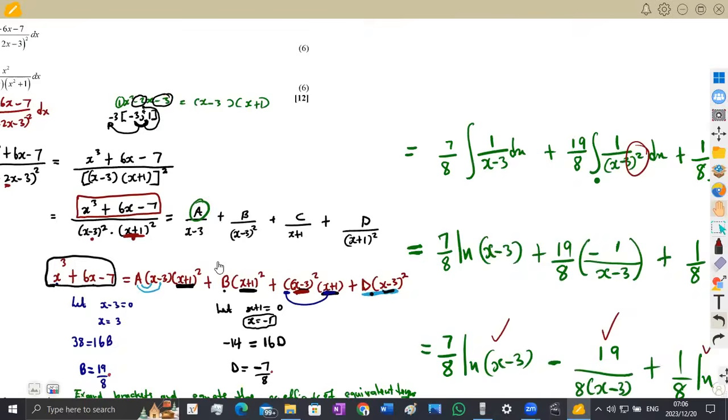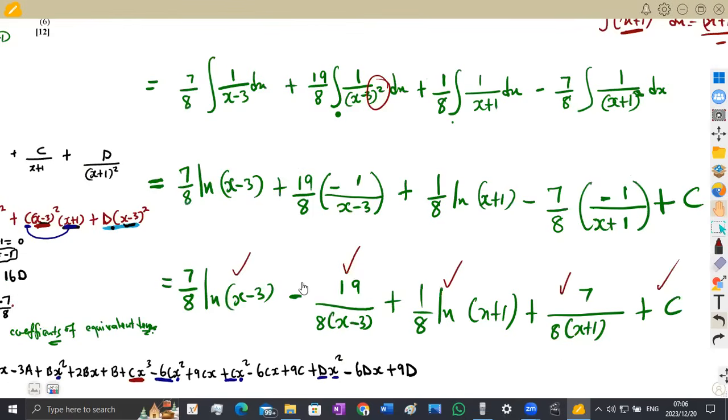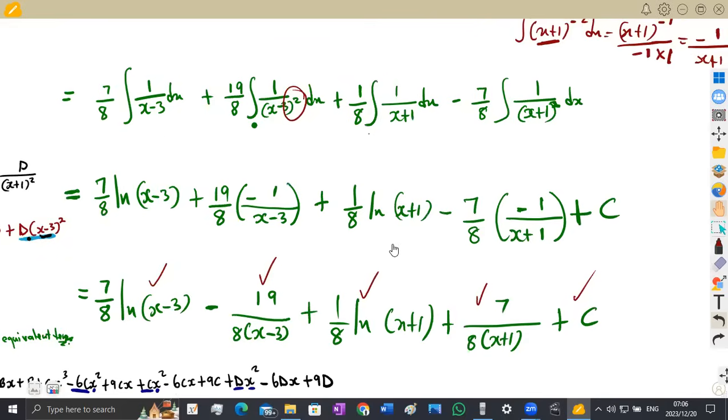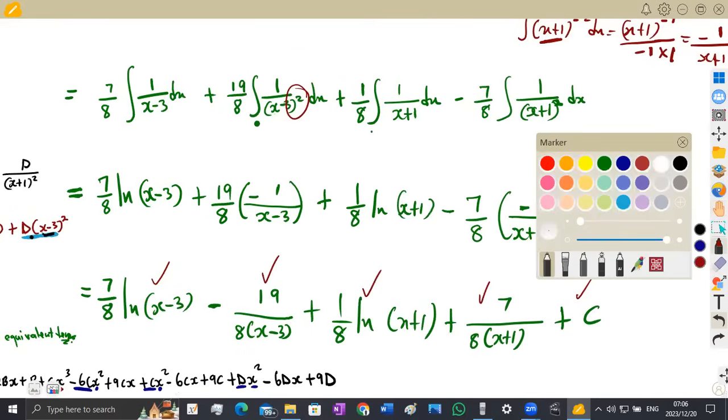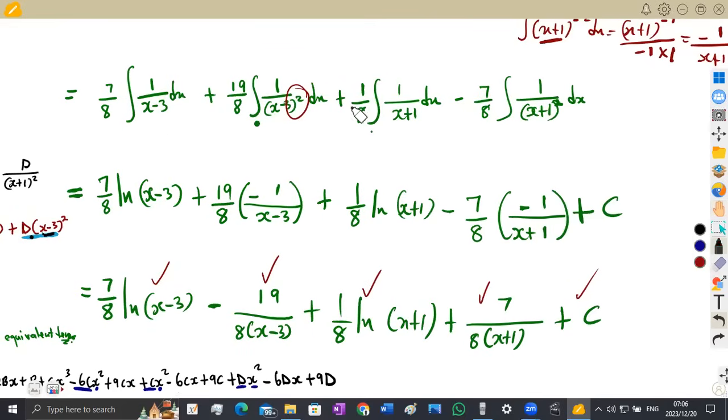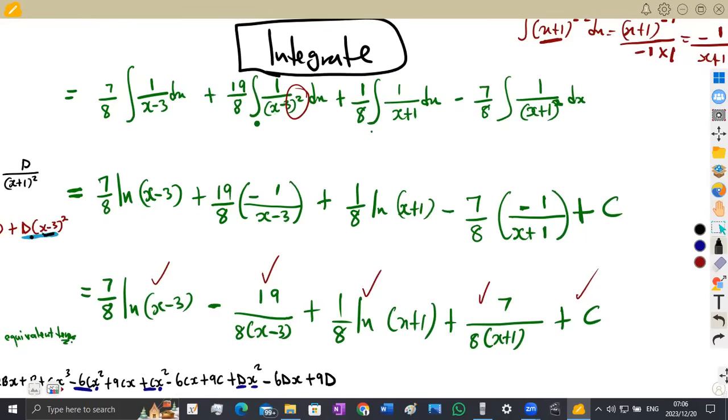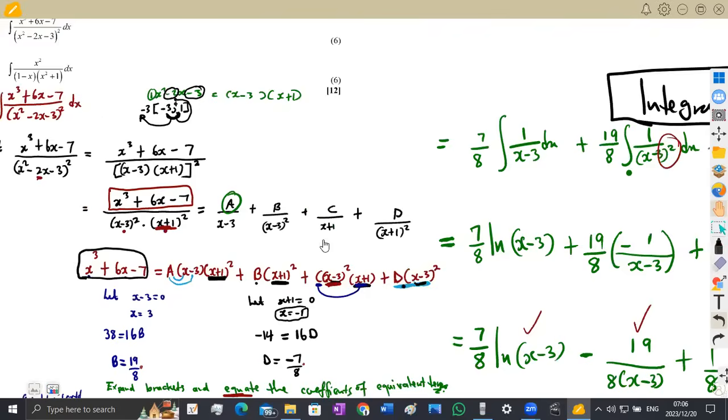So that was the first part, and don't forget your solution here. At the end, this was now our integration. Like I said, you are supposed to integrate whatever you had from those partial fractions. All right, so that was the first part.